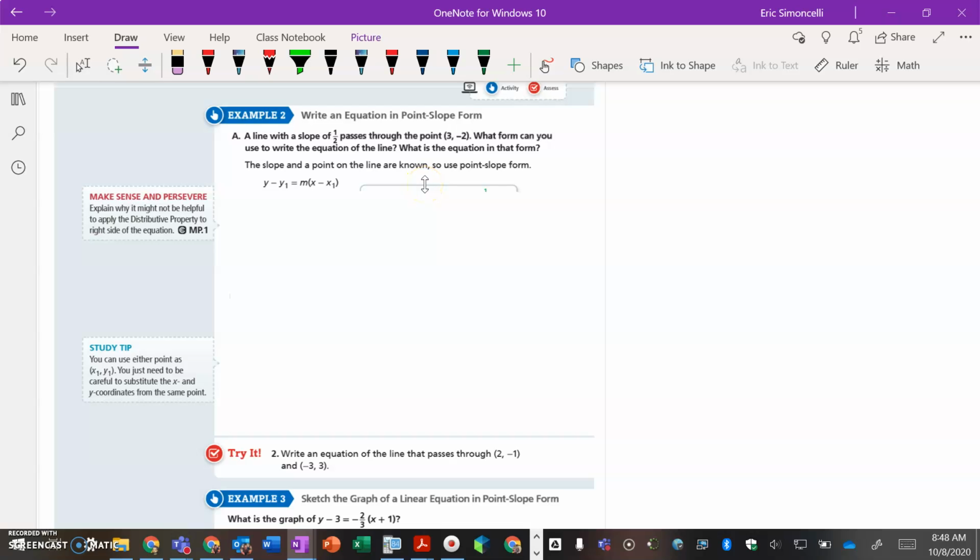So again, here's point slope form, this new version. We continue. We're going to substitute 3 for x sub 1, negative 2 for y sub 1, and a half for m. So again, y sub 1, there it is, negative 2. 1 half, there's m, and then lastly 3, there's x sub 1. Continuing by simplifying, y plus 2 equals 1 half times the quantity x minus 3. The equation in point slope form, therefore, is this: y plus 2 equals 1 half times the quantity x minus 3.